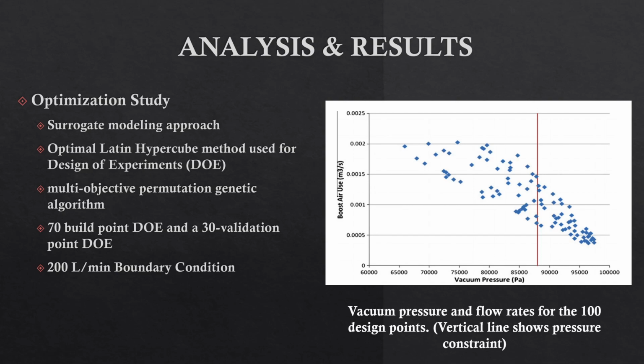After that, they used an optimal Latin hypercube method for the design of experiments, and the multi-objective permutation genetic algorithm was used to have uniformity in these points and in order for the validation and the combined DOE points to be optimized. Essentially, they did 70 build points and 30 validation points, where they took a boundary condition of 200 liters per minute. The results are shown on the right.